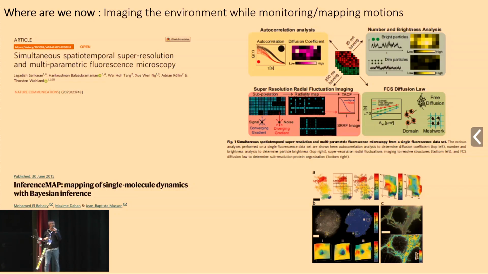There was a similar release also, approximately 10 years ago, in the group of Maxime Dahan by Jean-Baptiste Masson and Mohamed El Beheiry, where they used the original MTT algorithm to perform this inference map, so they can map the single molecule dynamics with Bayesian inference. And you can see here that they can map either the attraction potential, so the interaction, or the diffusion, and they can have the entire diffusion map showing the different places. So here is the dynamic mapping of the cell.